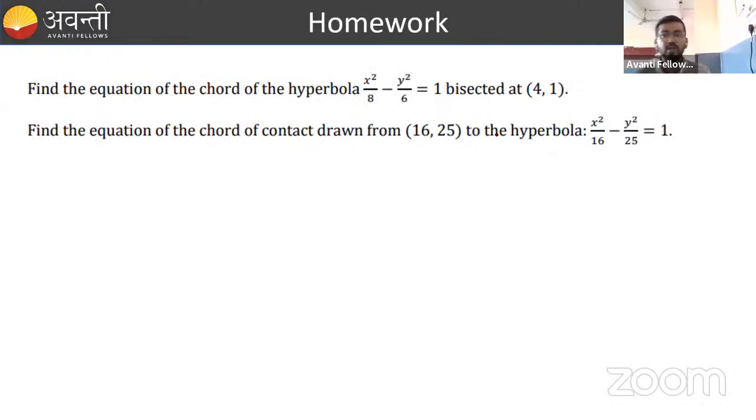So this is the homework, guys. Please note down the homework and try to do it. Take a screenshot if you want, and then we will end the session.